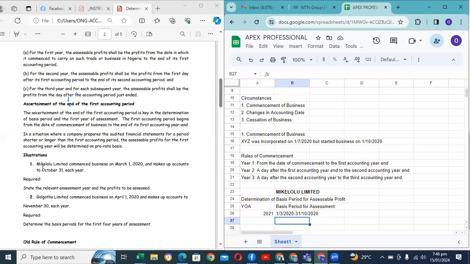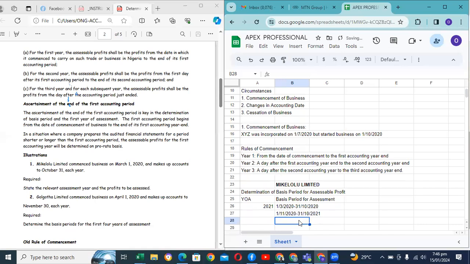Good. The second year now says a day after. What is the next day after 31st of October? 1st of November. So I have 1/11/2020. The next accounting year will be what? 31st October 2021. A year after, the year of assessment will be what? 2022. Good. Is that clear? Yes, sir.